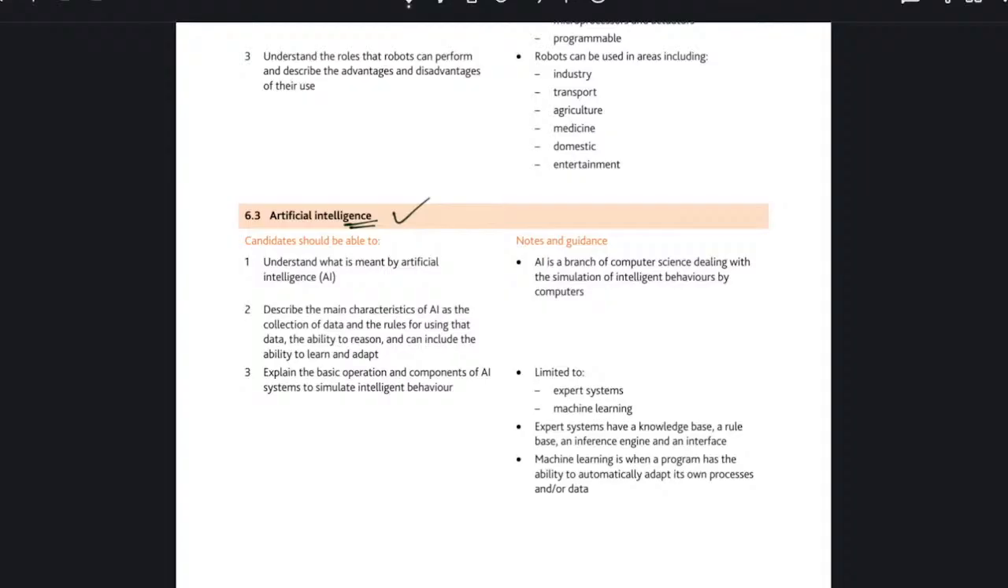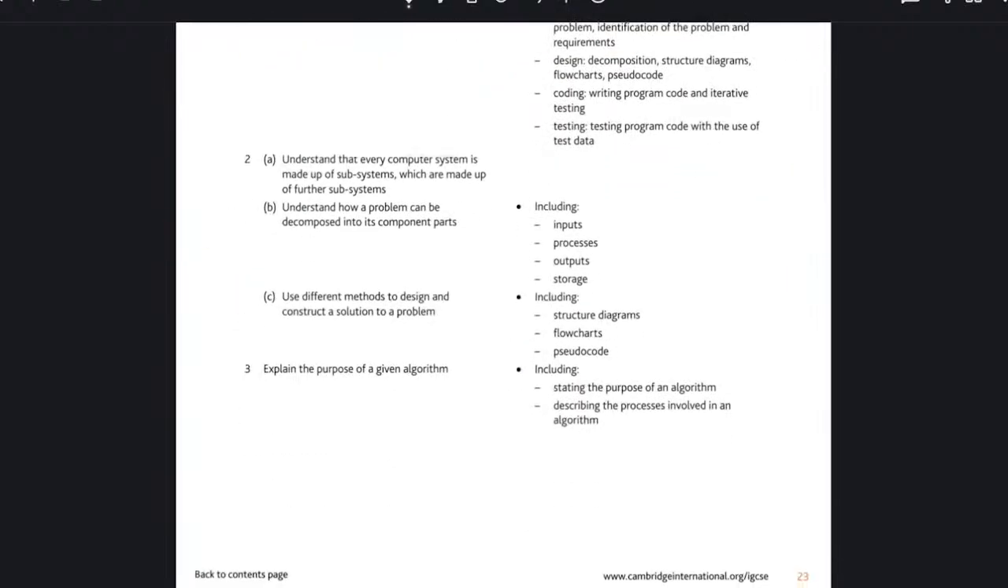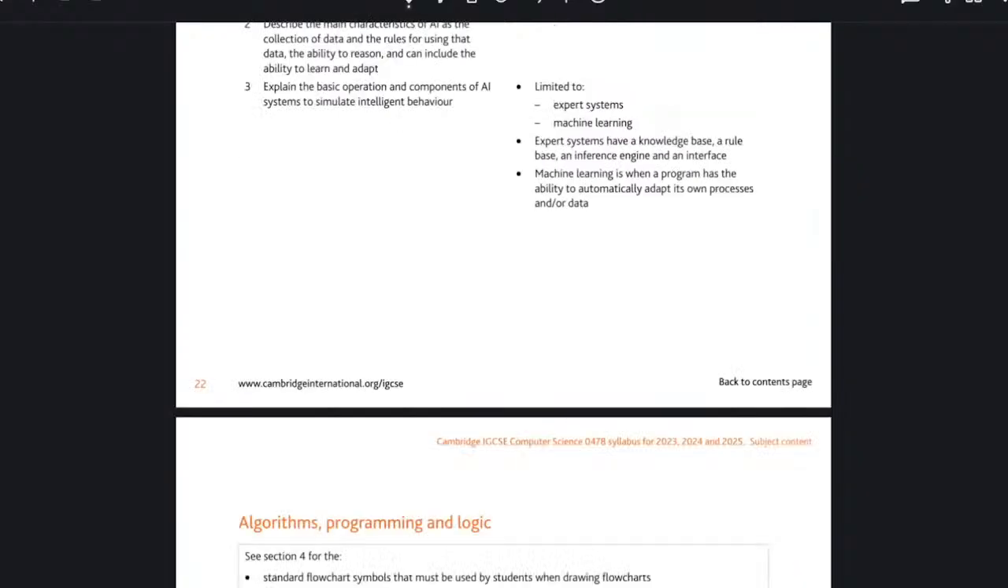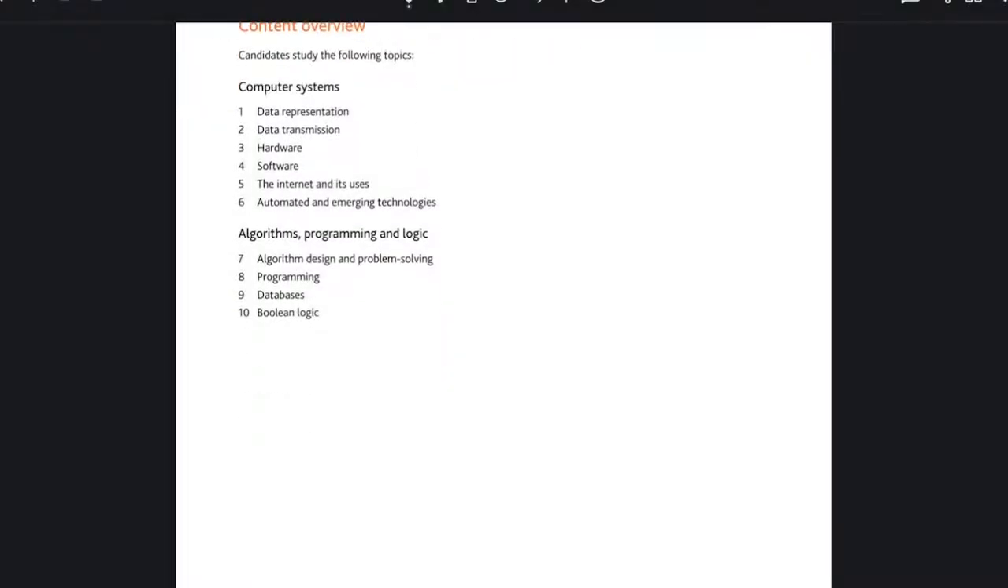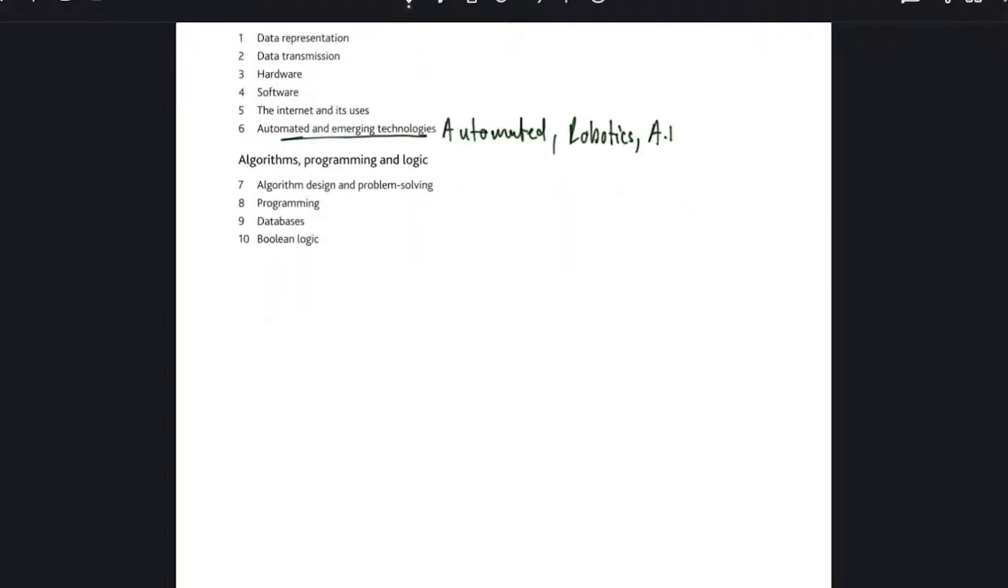Right? Let's go. I've shown you that you have 6 chapters, and that we are doing chapter 6 for paper one, which is automated and emerging technologies, where we have to do automated systems. Then after that, we do robotics. Then after that, we do AI. Then we are done. So write automated systems. I'm going to write with me. Let's do it very, very fast.